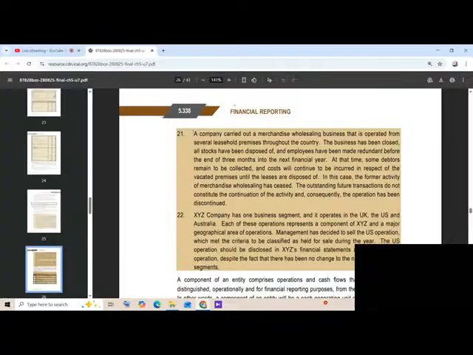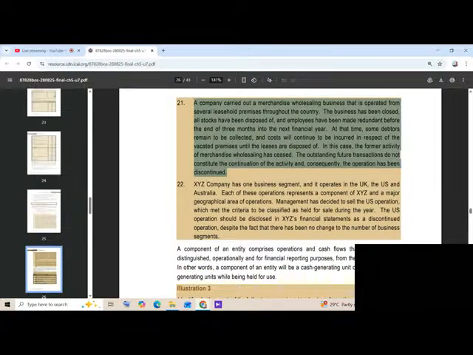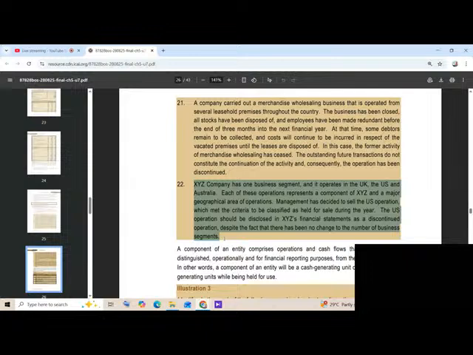Example 21. A company carried out a merchandise wholesaling business that is operated from several leasehold premises throughout the country. The business has been closed, all stocks have been disposed of, and employees have been made redundant before the end of 3 months into the next financial year. At that time, some debtors remain to be collected, and costs will continue to be incurred in respect of the vacated premises until the leases are disposed of. In this case, the former activity of merchandise wholesaling has ceased. The outstanding future transactions do not constitute a continuation of the activity, and consequently, the operation has been discontinued.